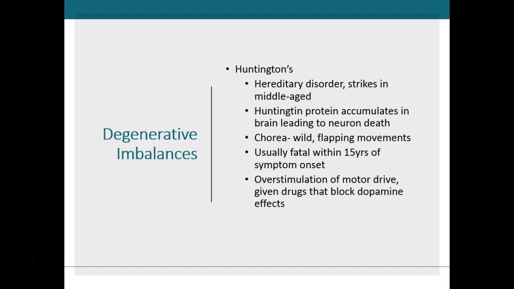So with the overstimulation of the motor drive causing all of these involuntary contractions, some of the drugs that are given to treat Huntington's disease are drugs that block dopamine. Now remember back when we talked about neurotransmitters in the early part of the nervous system, the dopamine was going to help regulate some of skeletal muscle tone and movements due to those skeletal muscle contractions. So by blocking dopamine, it's thought that this will decrease those involuntary contractions.